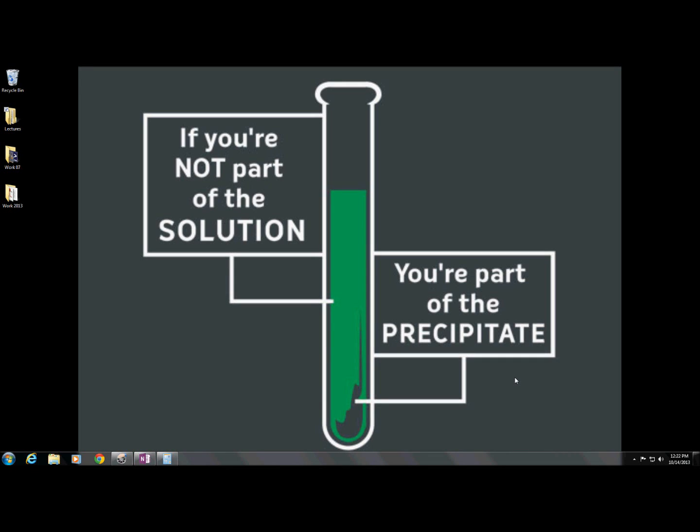Welcome to Unit 3 Solutions, Section D, Colligative Properties. This is the last section of our lecture notes.